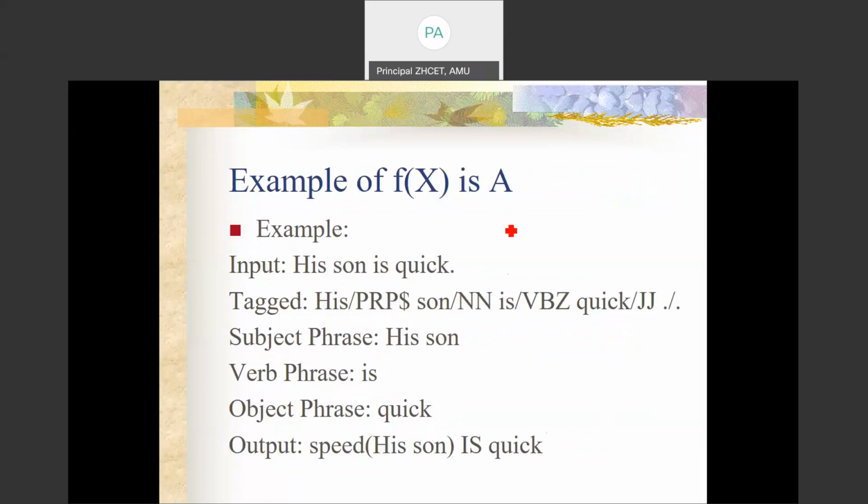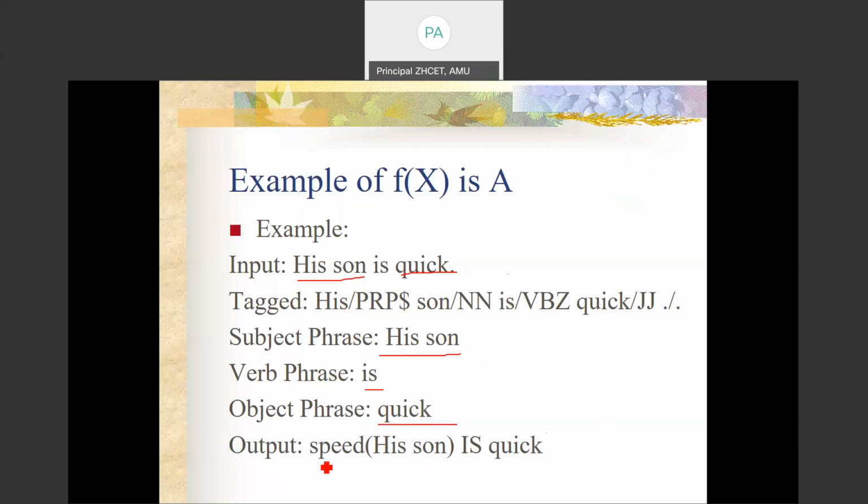Now the last protoform, or the last variation of X is A form, is f(X) is A. When I say his son is quick, actually I'm talking about the speed of his son. Although the word speed is not mentioned, I mean to say the speed of his son is quick. If the question comes, who is his son or what is his son, you cannot give the answer, his son is quick. Quick is about the speed of his son and not about the son as such. So I do the part of speech tagging, which gives me his son as the subject phrase, is as the verb phrase, and quick as the object phrase.